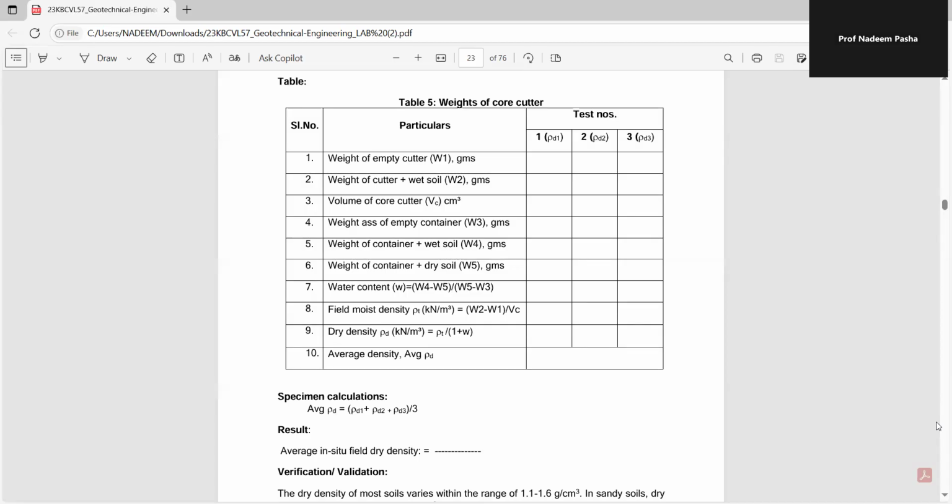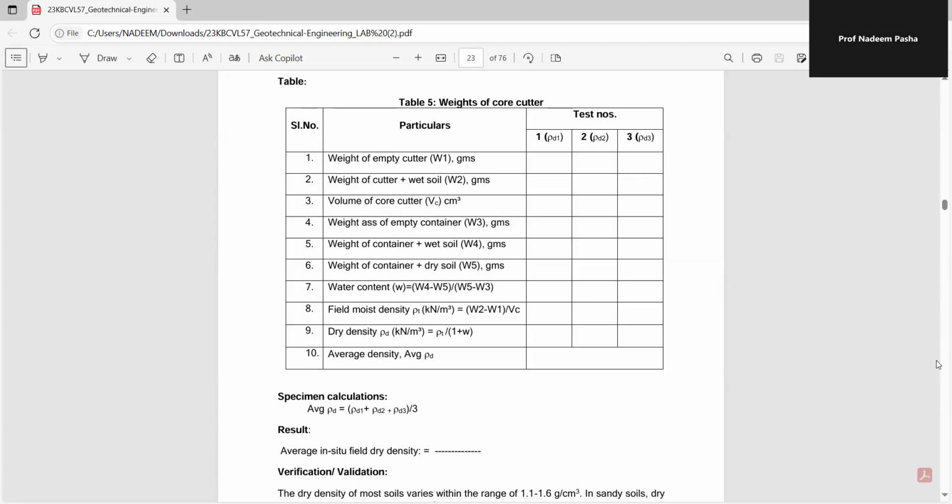Water content w is equal to W4 minus W5 divided by W5 minus W3. Field moist density rho in kilonewton per cubic meter is W2 minus W1 divided by VC. Dry density rho d in kilonewton per cubic meter is equal to rho divided by 1 plus w. So average density is the average density. Specimen calculation: average rho d is equal to rho d1 plus rho d2 plus rho d3 by 3.